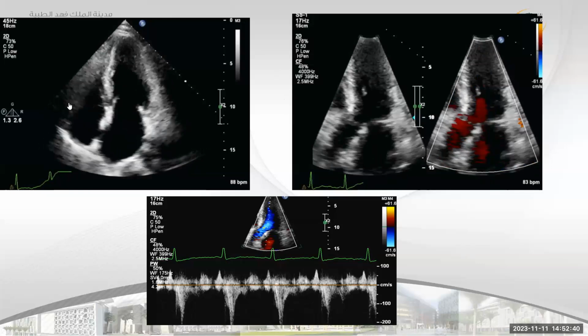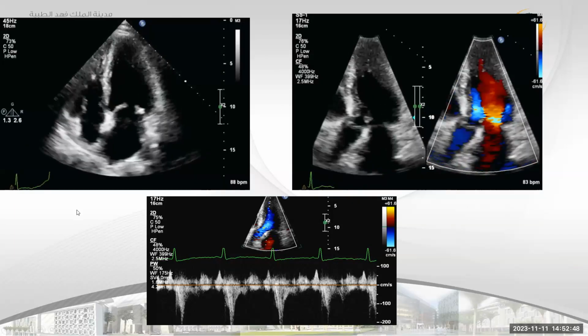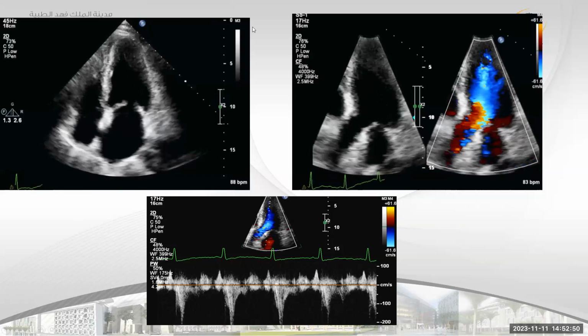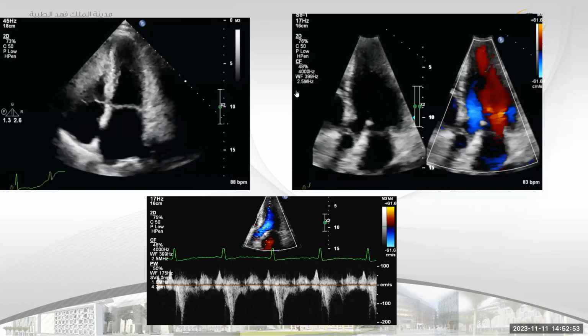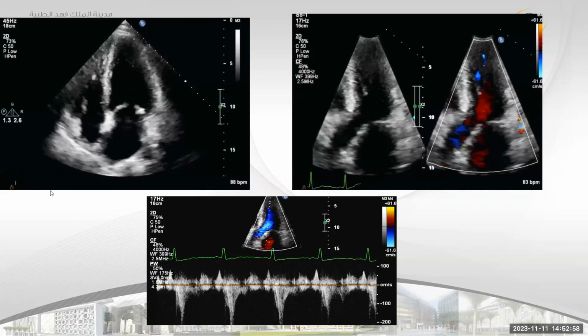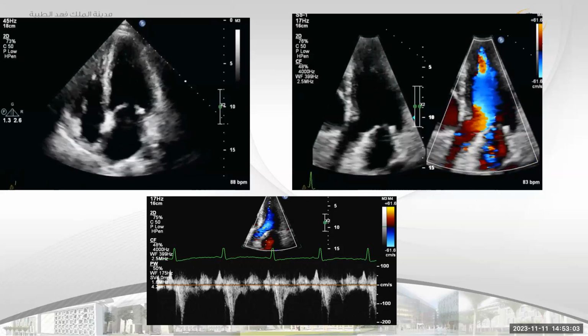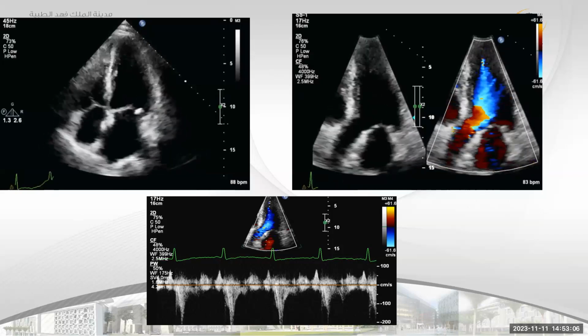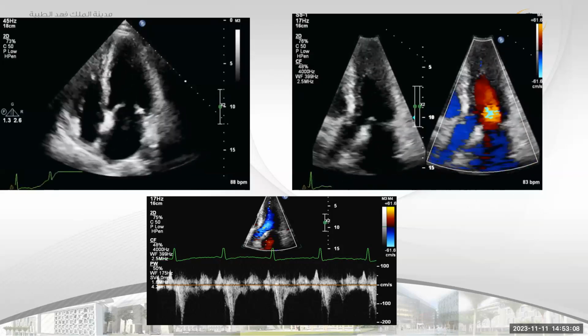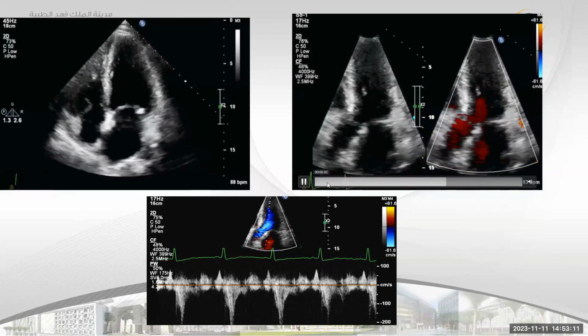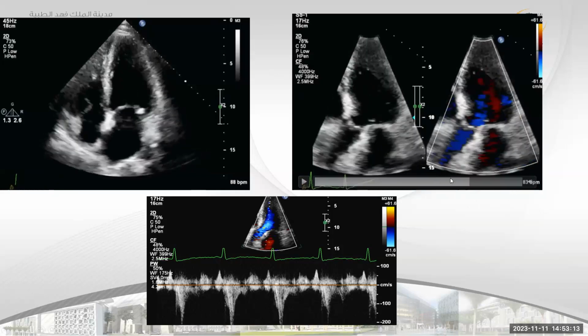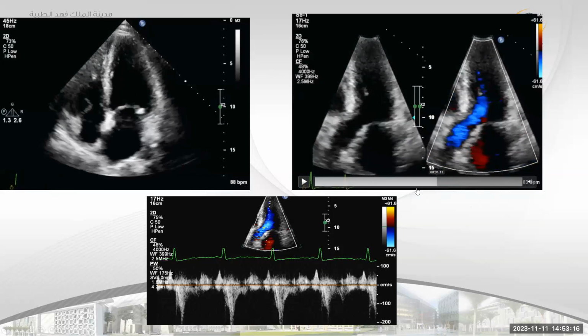LVOT obstruction, ASH, no. Apical hypokinesis with LVOT obstruction, no. You are near. There is some obstruction, but where is the obstruction? Okay, listen, I will stop this here. Sometimes somebody should stop for you to know where the problem is.